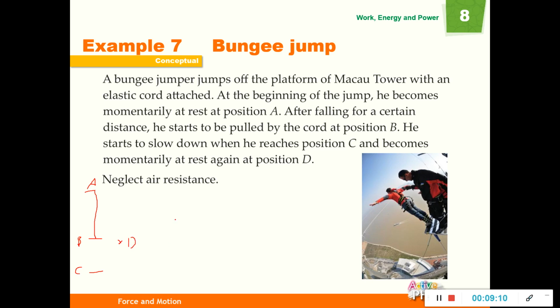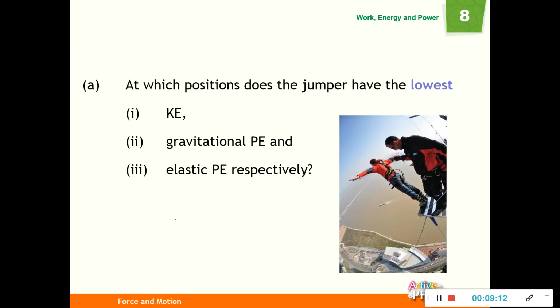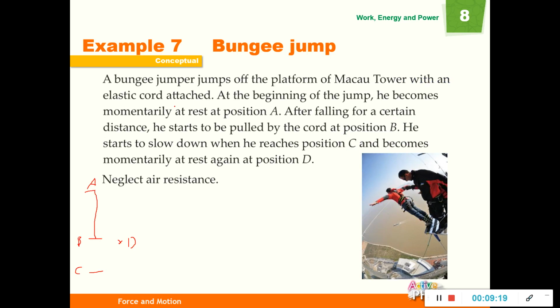Okay, now next part, what happened? At which position does the jumper have the lowest KE? Lowest KE means that momentarily at rest. So your answer should be D, of course, because the question tells you already, and also A, because the velocity is 0.